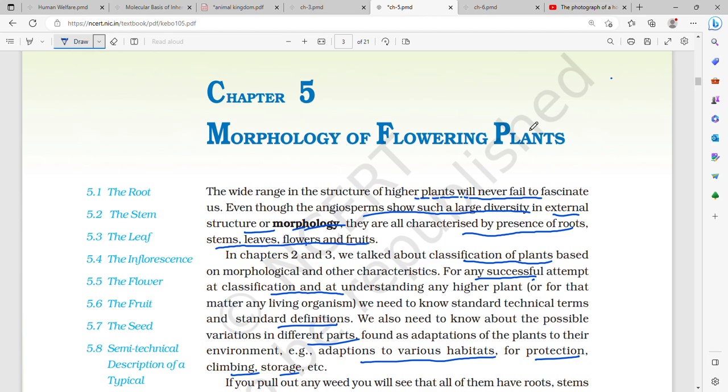The wide range in the structure of higher plants will never fail to fascinate us. Even though the angiosperms show such a large diversity in external structure or morphology, they are all characterized by the presence of root, stem, leaf, flower and fruits.